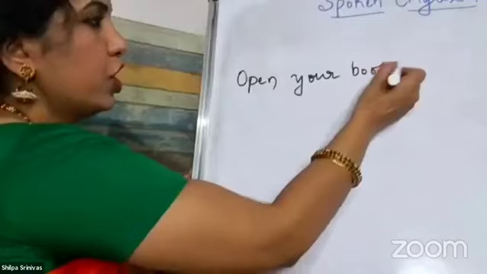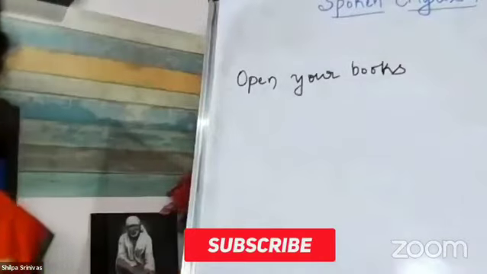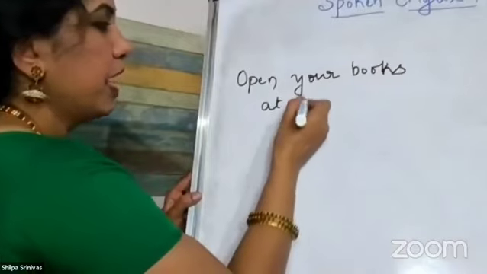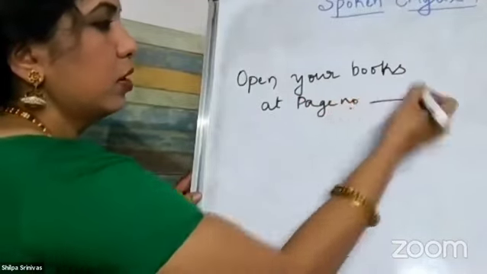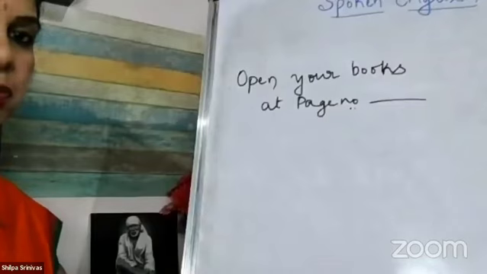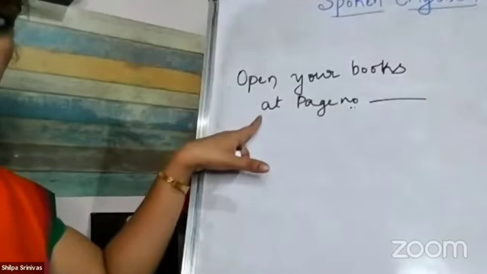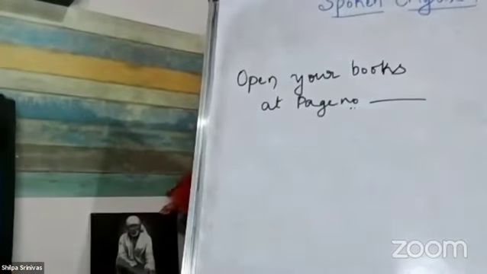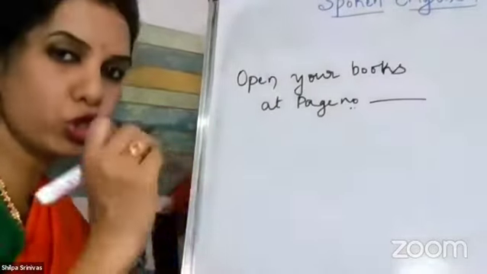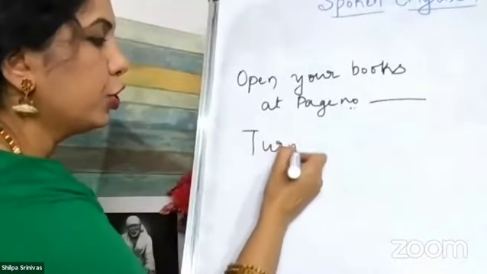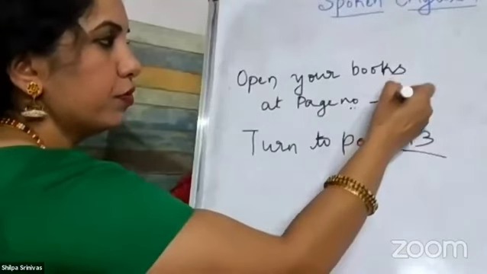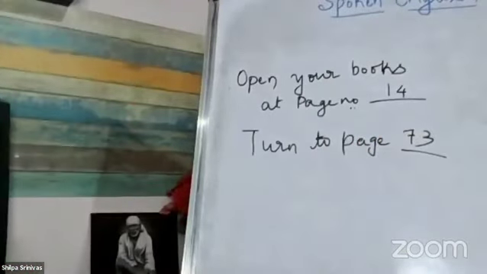Open your books, whichever subject it is. You can mention the subject. Open your book at page number. Okay. Generally, people tend to say "to." It's not "to," the preposition. It's "at." Open your books at page number. Or if you want to use "to," you can say, turn to page 73. Okay. Turn to page 73. Turn to page 91.